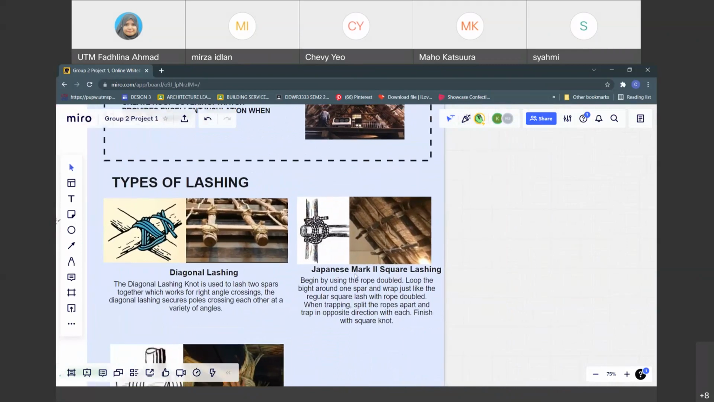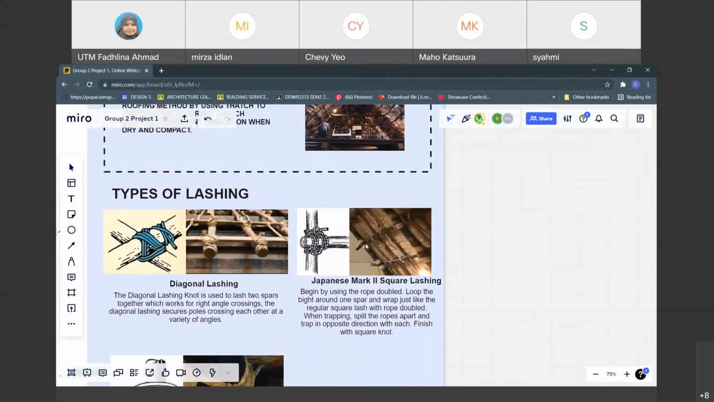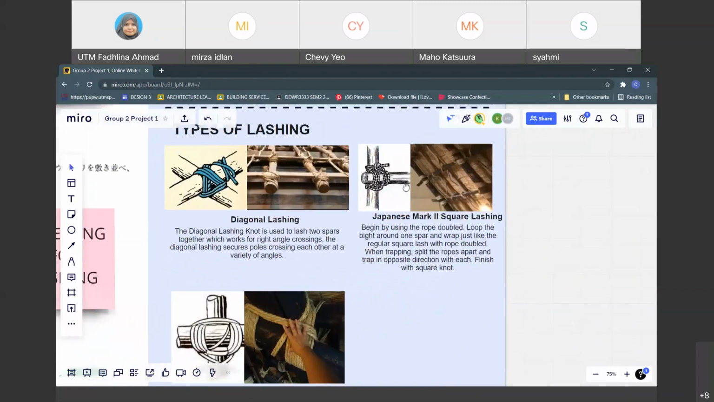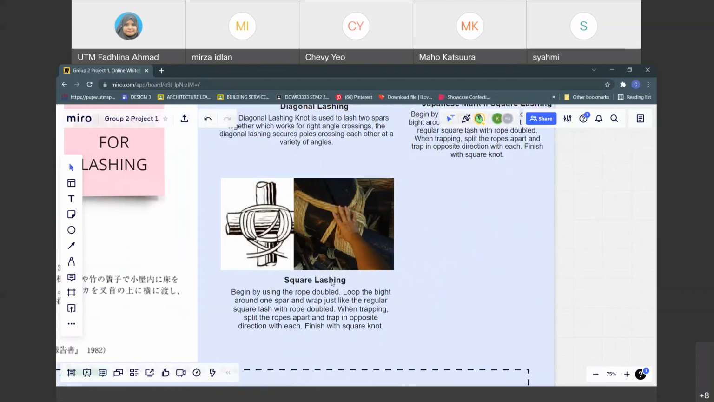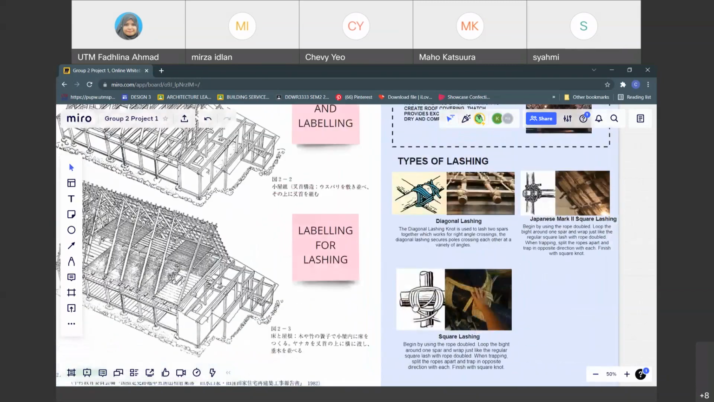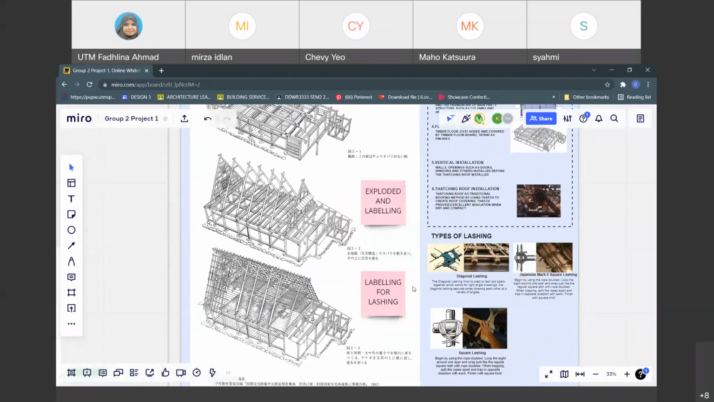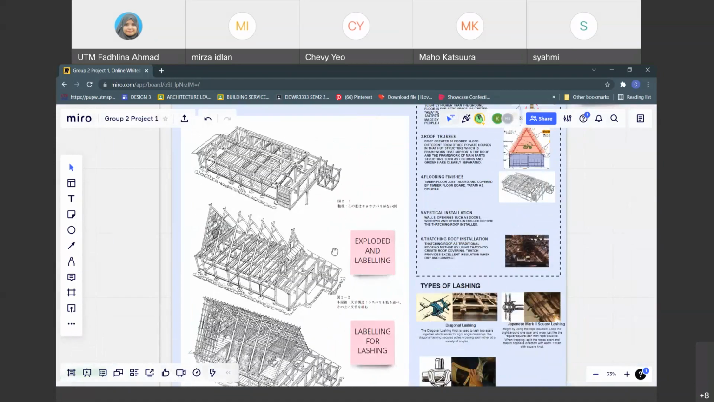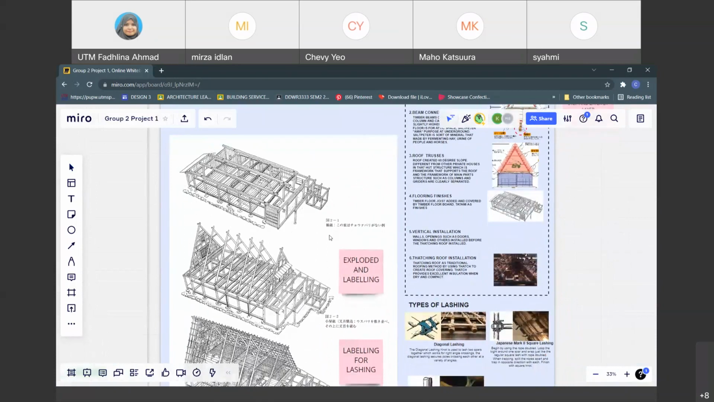In the Japanese Mark II square lashing, you can also see in the picture that they build the roof, they connect the timber of the roof. And then for the square lashing, this is the example. Later on, I will do the exploded view here, and then I label it out for the lashing.